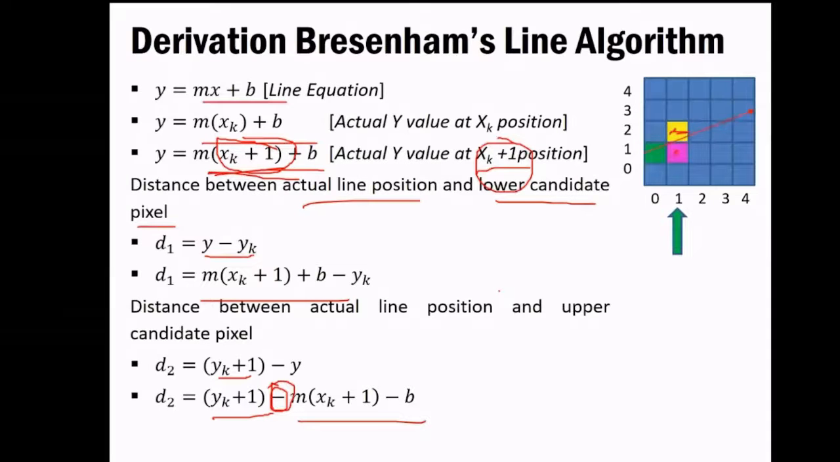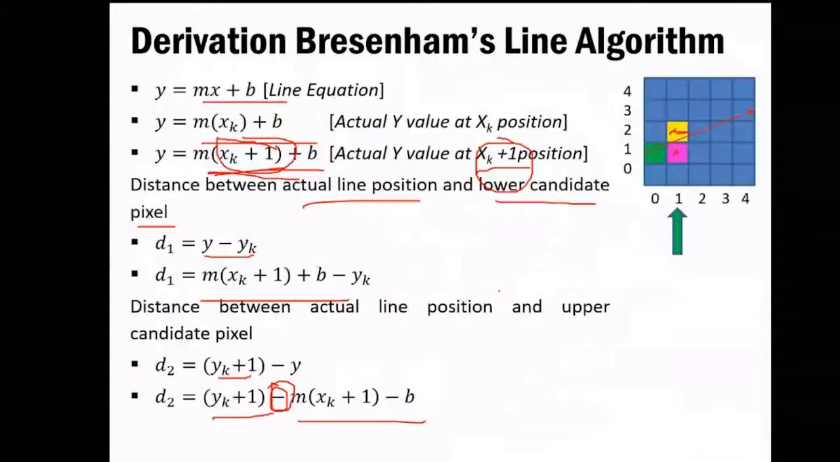So now what you have to do is calculate the distance. Because what we want is a decision parameter that could choose the best available pixel at that point of time. So how do we get the decision parameter? That is based on d1 minus d2.